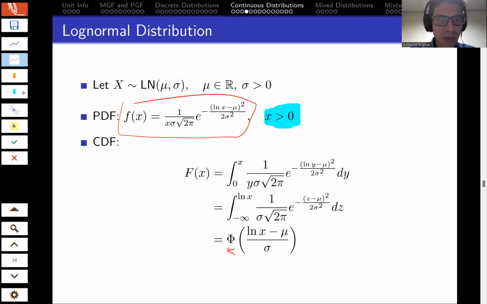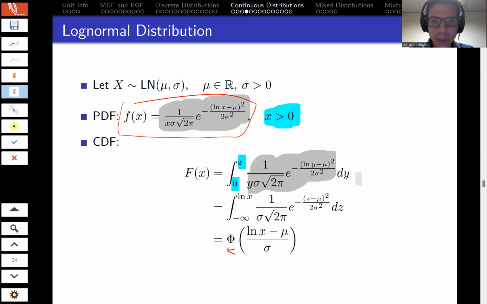The first line is just by definition. The probability that the log normal is smaller than x, you just integrate the density from 0 to x. The inside bit here is just the density, the same thing as over there. Now there's a change of variable happening here. We're going to make the change of variable ln y equals z.